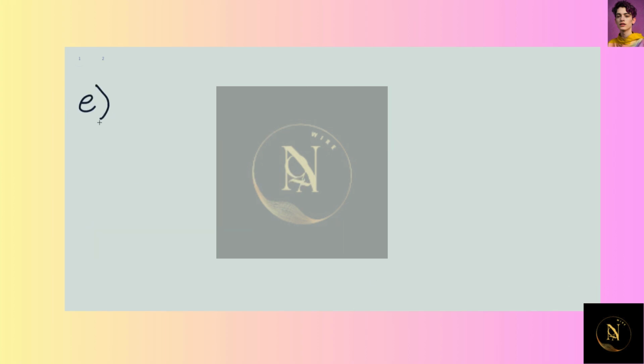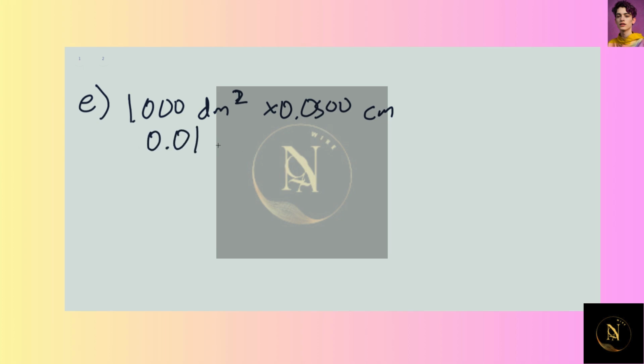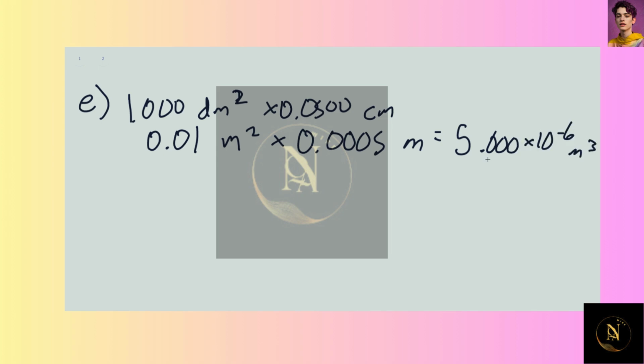Letter E asks, what is the total mass in milligrams of the 5 metals for the April sample found in the 1.000 decimeters squared by 0.0500 centimeter sample? First we need to find the volume. So we'll convert both of these into meters. 1.000 decimeters squared is 0.1 meters squared. And 0.05 centimeters is 0.0005 meters. And so this gives us a volume of 5.000 times 10 to the negative 6th meters cubed.